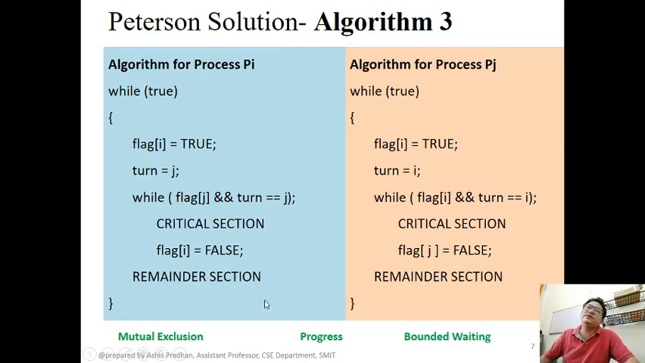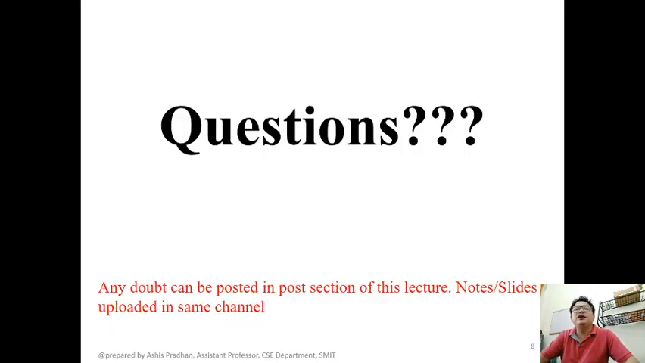Okay, so basically mutual exclusion is holding, and if you analyze it the way that I have told you for algorithm 1 and algorithm 2, progress and bounded waiting will also be satisfied for this algorithm, which you can explore on your own. Okay, thank you so much. If there are any questions, please post them.